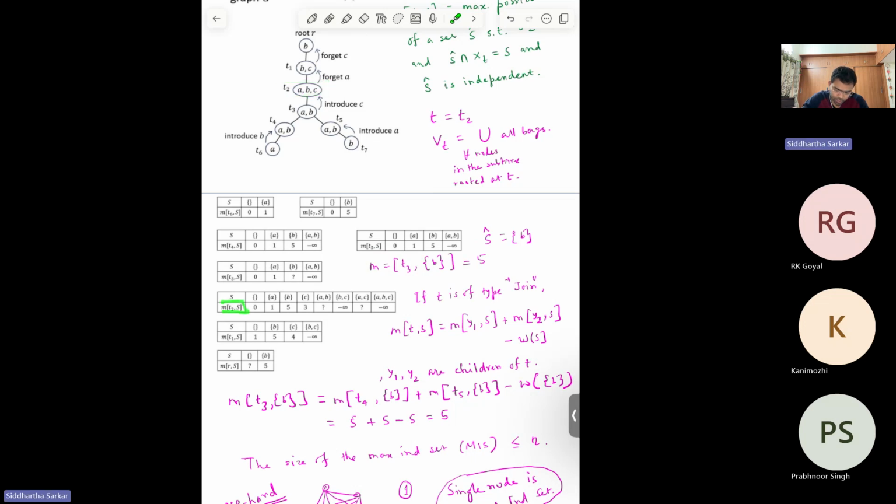So T2 and AB we can try to compute. T2 is an introduced node. So first I'll tell you the formula, that is the recurrence for an introduced node. We know what the recurrence is for a join node.